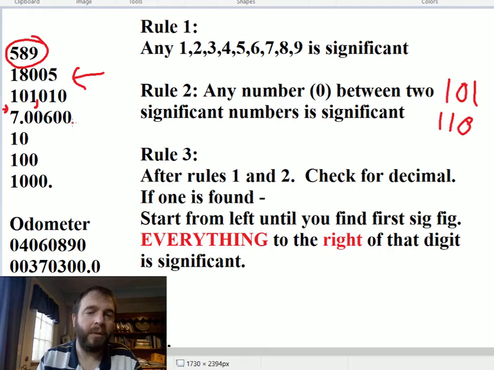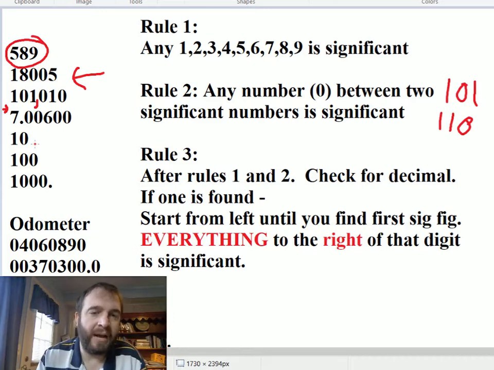Okay? Let's go through and do Rule 1 and Rule 2 and Rule 3 for number 10 here. Okay, so 10, Rule 1, 1 is significant. Okay, 0 is not. Rule 2, see if there's anything between. Well, there's 1 on this side, nothing on this side. All right, Rule 3, is there a decimal? Nope, you're done. So you've got it. So the only thing that's significant is 1.